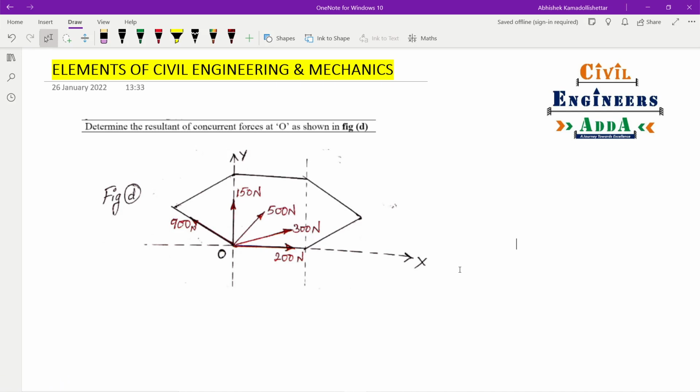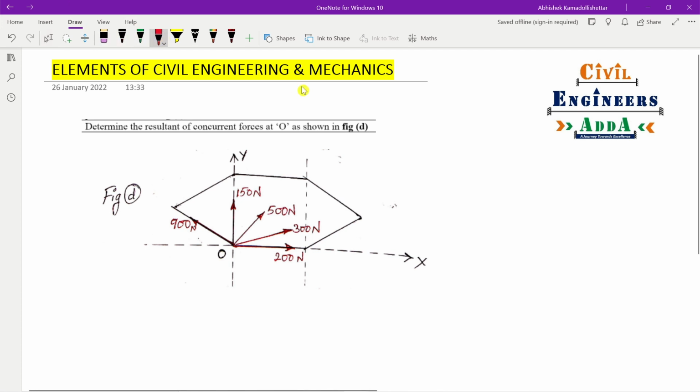So let us start. The problem is based on engineering mechanics. Determine the resultant of concurrent forces at O as shown in figure D. You're able to see the question is ready, so let's start our solution.